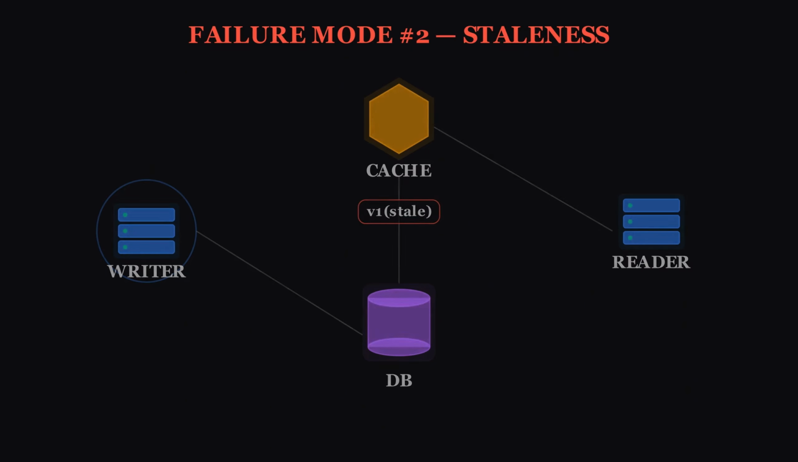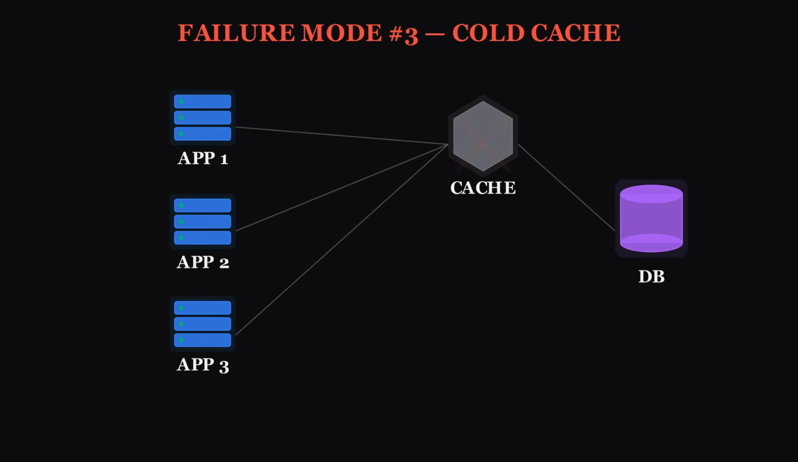Failure mode 3. A cache node failed and restarted, or a fresh node just spun up. Either way, the cache is empty. Every read misses. Not because the keys expired, because nothing is populated. And the database carries the entire load until the cache rewarms.